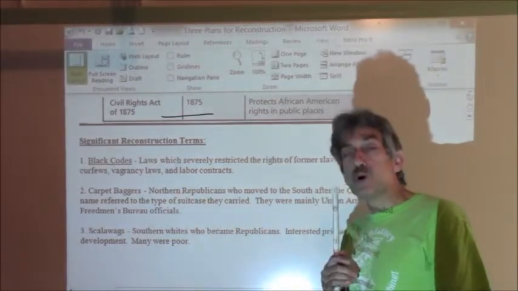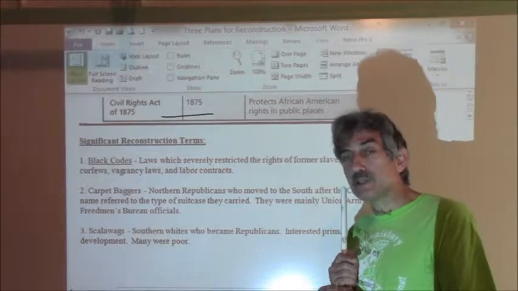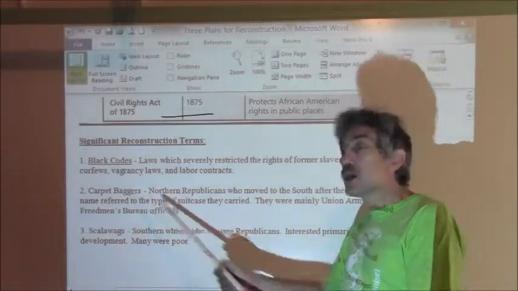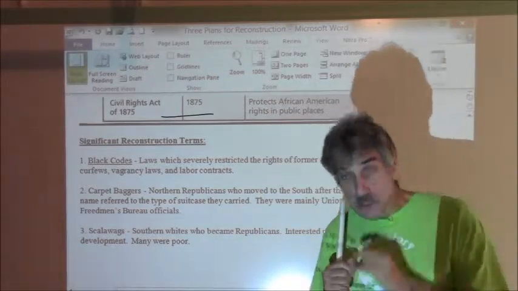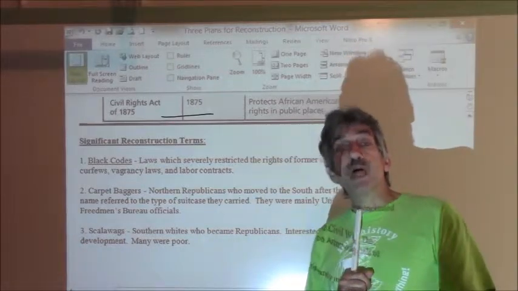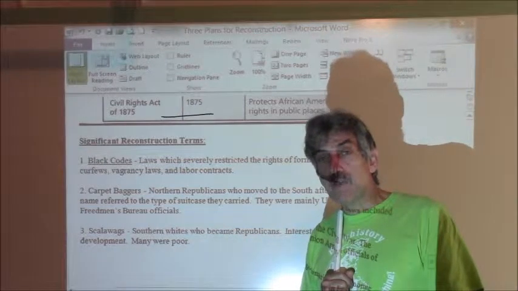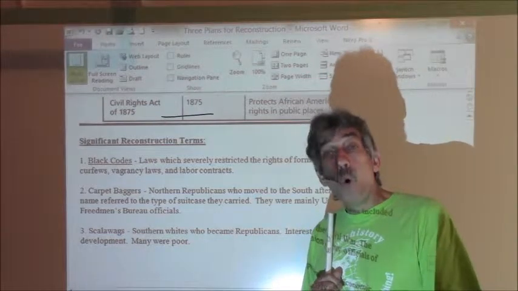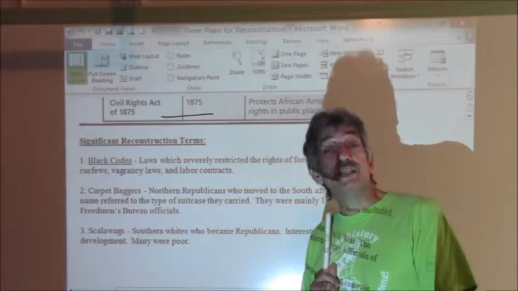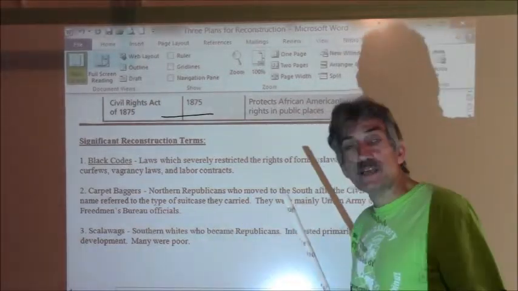People who come from the North and are investing in the South, whether it be economically or politically, are called carpetbaggers. Carpetbaggers, the name comes from the fact that their bags, their luggage, if you like, was made of the same burlap that was used in carpet. And they came from the North to the South often bringing money, investing in cheap land that was available, or getting politically involved to gain their power. It was basically Northern Republicans who were investing in the South.